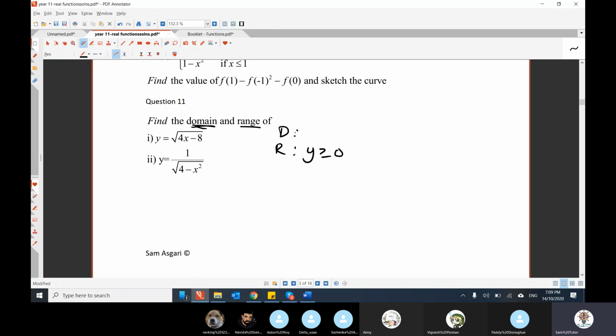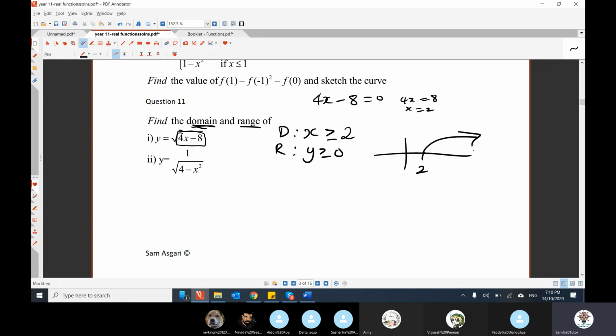Yep. Domain. Now, again, domain, you've got to watch out for where this is 0. So that's what you're going to solve for. 4x minus 8 equals 0. 4x equals 8. X is 2. So that means you now know x must be bigger than or equal to 2. Do you understand the logic of that? Yep, 100%. All right. And then obviously x is 2 there. And then it's a sideways parabola, but because you only have the positive square root, you're only choosing the top half. You're not choosing the bottom half as well.